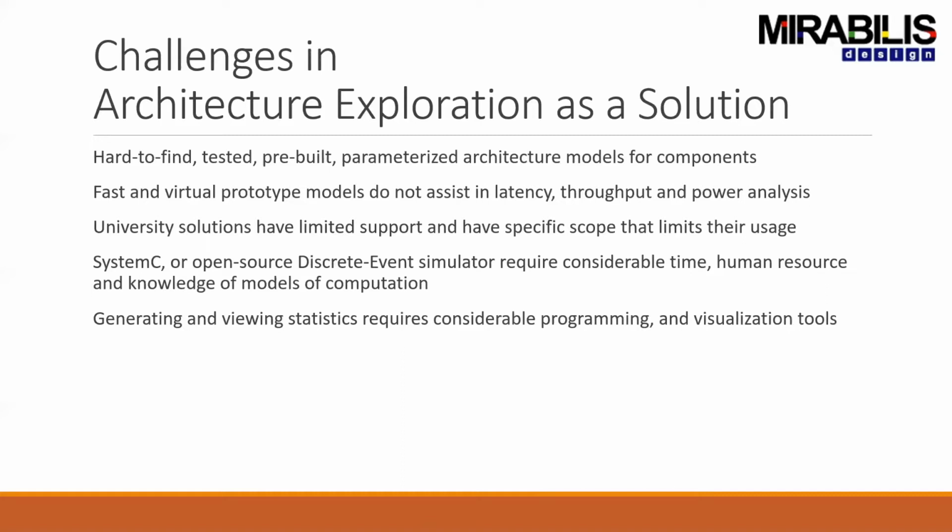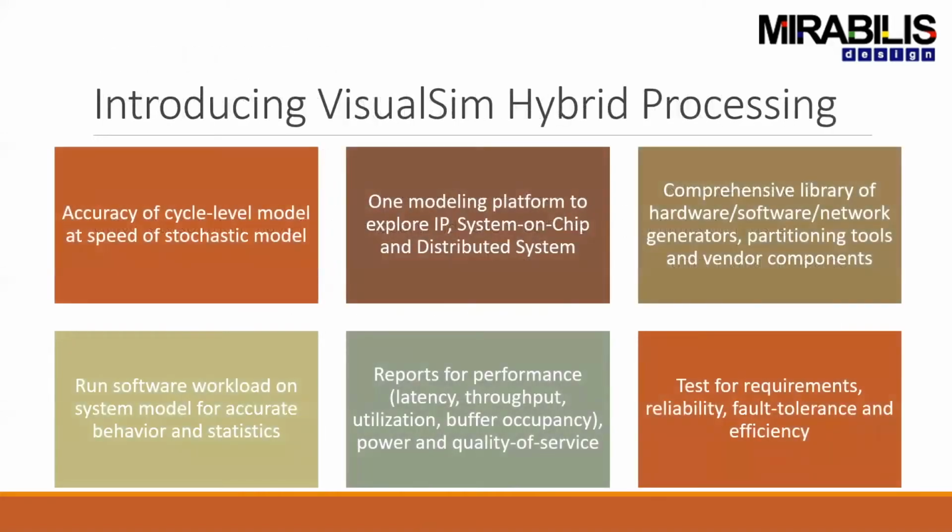So really, it's a challenge, which is the availability of models and the amount of resources that are required. This is one of the reasons that's holding back architecture exploration as a solution. So, Mirabilis Design introduced the concept of hybrid processing. Why is it called hybrid processing? The main thing is you're getting cycle level accuracy, but at the speed of stochastic models.